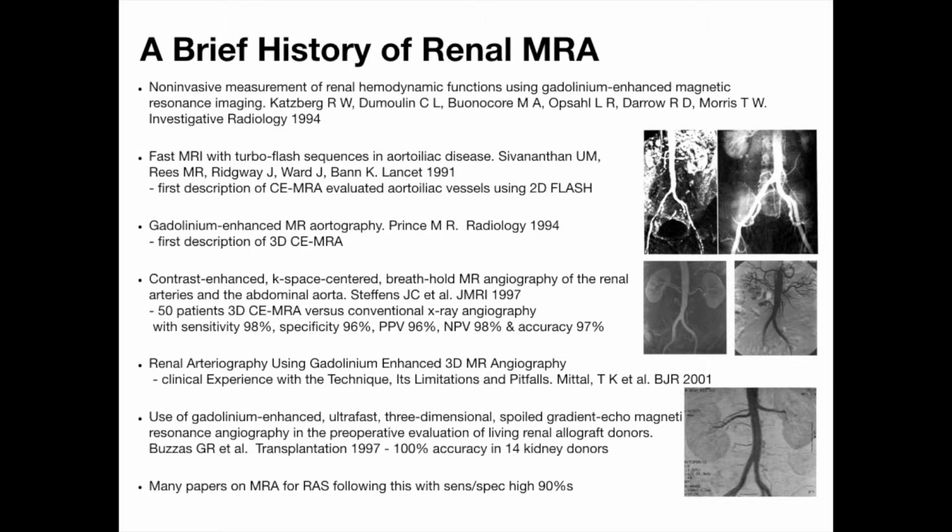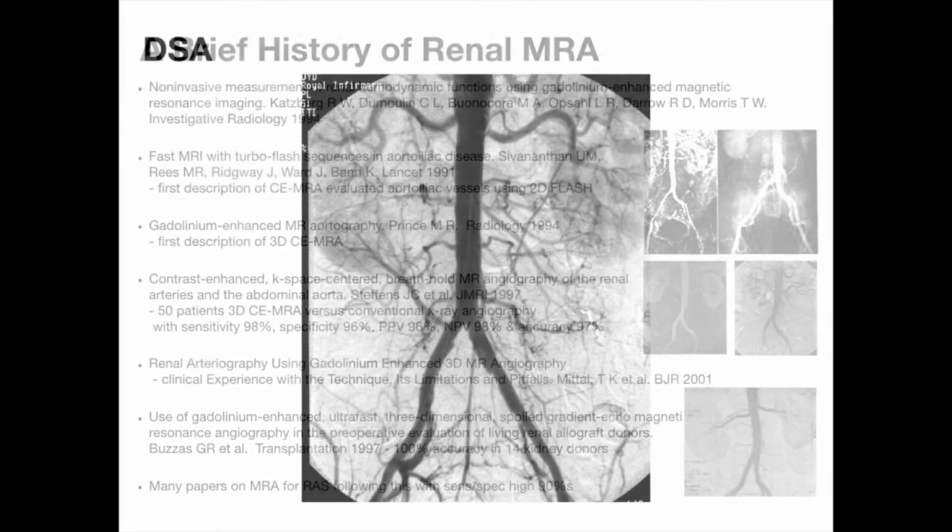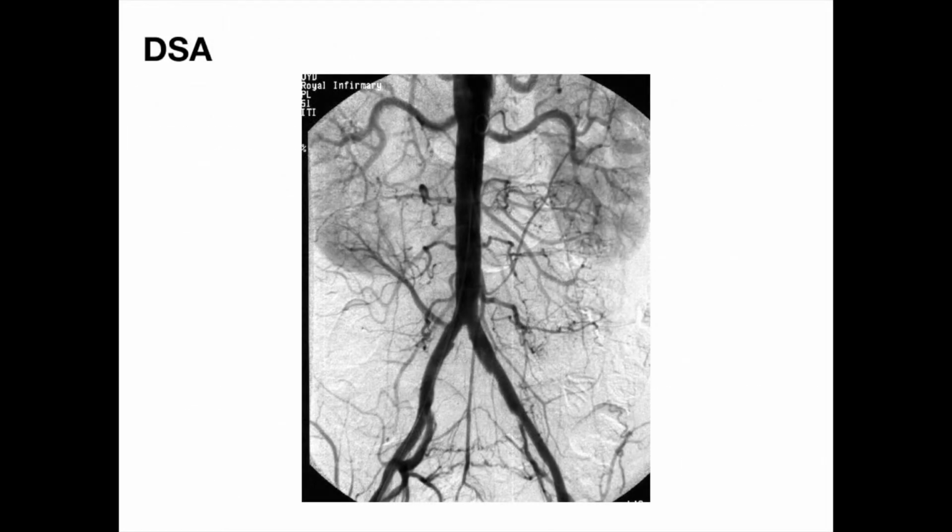This paper, 1997, showed 100% accuracy in 14 kidney donors. In fact, it was more accurate in that paper, in this small number of patients, than the intra-arterial DSA, because the intra-arterial DSA actually missed an accessory artery in one subject. And DSA, as I say, was the gold standard.